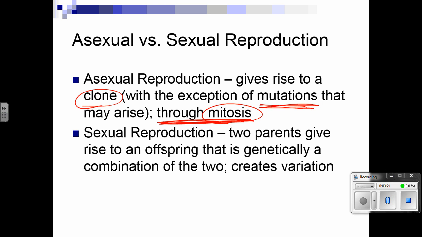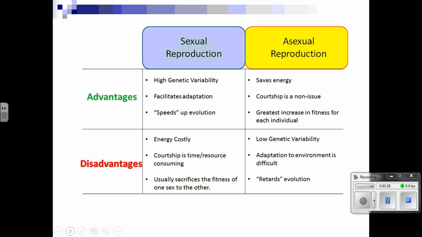Sexual reproduction involves two parents giving rise to an offspring that is genetically a combination of the two, and again, that creates variation. Why is that important? Well, having a lot of variation means that you're going to be more likely to survive if the environment changes. An example of this would be the bubonic plague. It killed a lot of people, but it didn't kill everybody because not everybody's immune system was the same. If everybody's immune system had been the same and that immune system was susceptible to that plague and it killed that person, it would kill everybody.